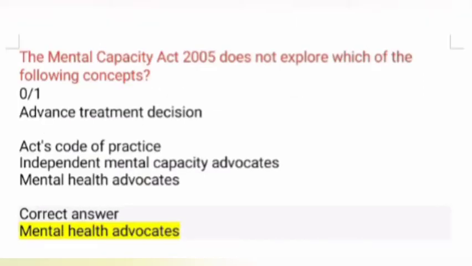The next question is, the Mental Capacity Act 2005 does not explore which of the following concepts? Option A, advance treatment decisions. Option B, Act's Code of Practice. Option C, Independent Mental Capacity Advocates. Option D, Mental Health Advocates. The correct answer is Mental Health Advocates.